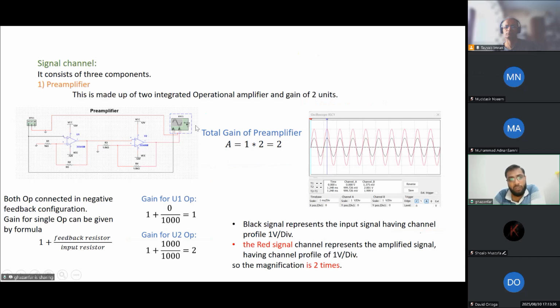So this is the oscilloscope. As you see in this waveform, the red waveform is the output signal, and the black is our input signal. We get 2 times gain from this input signal. On the oscilloscope, the black one is set at 1 volt per division, and channel B is also set at 1 volt per division. So it is clear that we get 2 times gain.